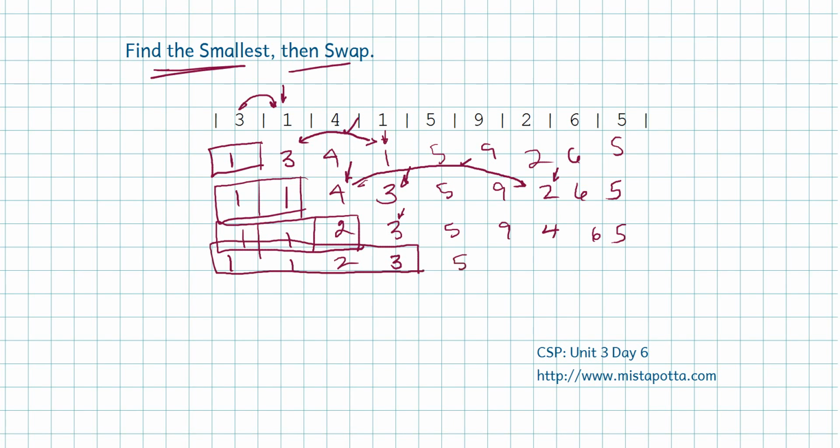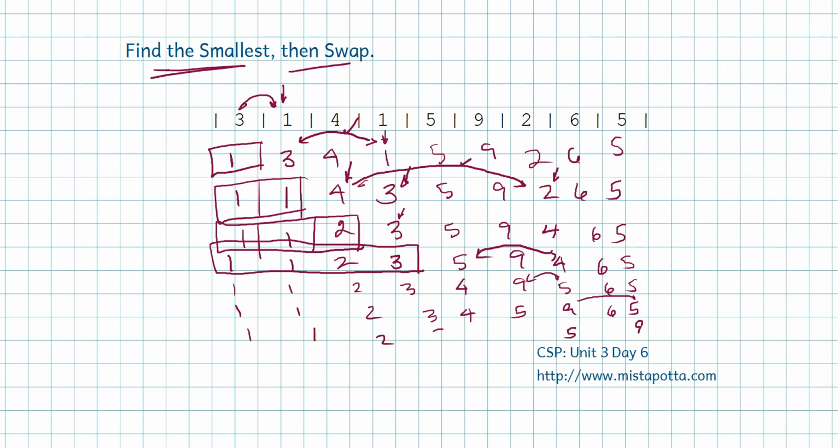And I've got 5, 9, 4, 6, and 5. So then we swap these. So that puts the 4 in the right spot. Then I'm going to swap these. So that's going to put the 5 in the right spot. Everything else drops down. Then I'm going to swap these. So the 5 is in the right spot. And then I've got 1, 1, 2, 3, 4, 5, 9, 6.